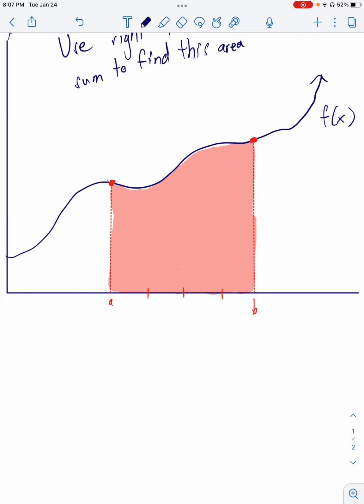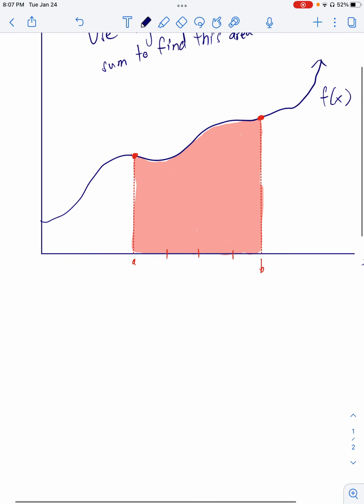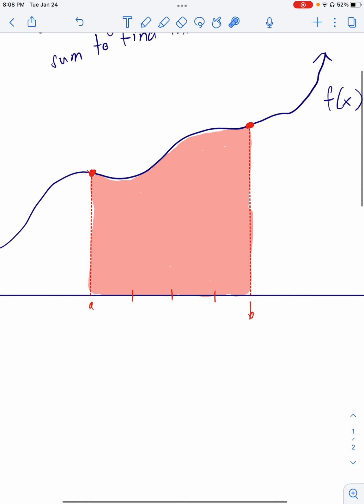Okay, so let's try 4 subintervals. What that means is I'm going to draw 4 rectangles whose width is going to be the width of each subinterval. The height is going to be, it's a right Riemann sum, so what that means is the height of each rectangle is going to be equal to the function evaluated at the right endpoint of each subinterval, okay?